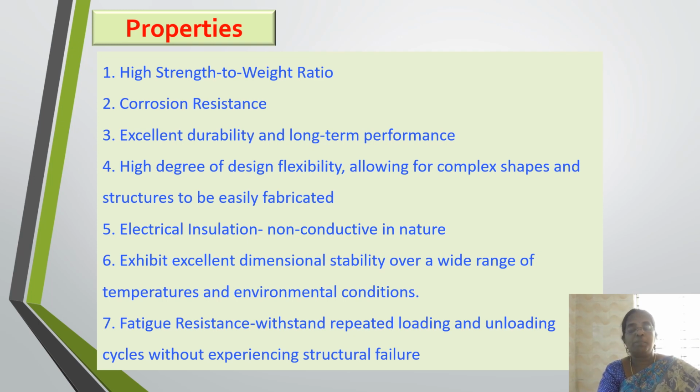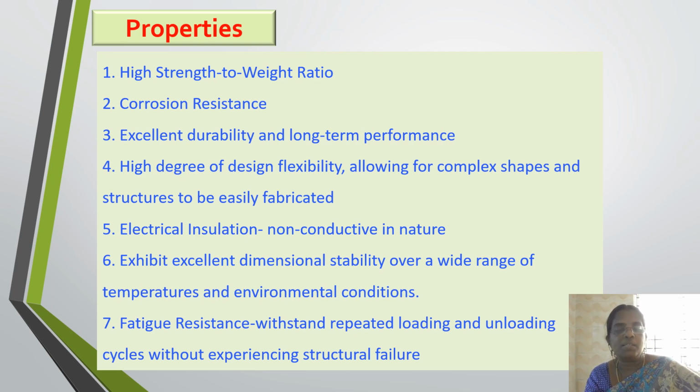High degree of design flexibility. Yes, this is one very important thing. If you have unidirectional FRP, then its design flexibility will be in only one direction, not in both directions. With chopped fibers and other particulates, that will allow any complex shape to be given, and the structure can be easily fabricated. Actually, this composite has a restriction in the structural aspect. Depending upon the structure, we can go with different types of reinforcing.